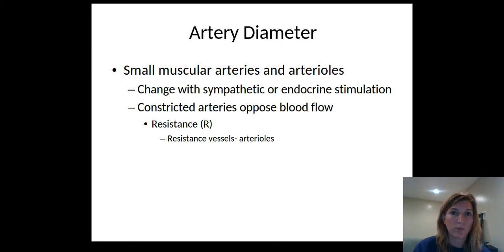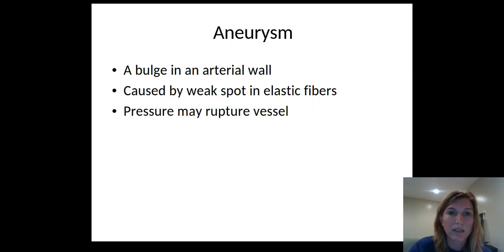There are different hormones that have a role to play here, and those constricted arteries are going to oppose blood flow or increase what we call resistance. So resistance vessels are mostly those arterioles. They're very, very small in diameter, and those smaller muscular arteries are going to lead directly to those arterioles, increasing resistance as we get closer to the capillaries.